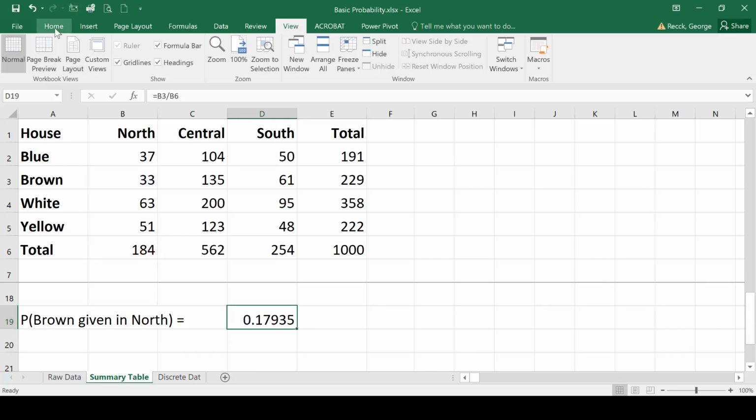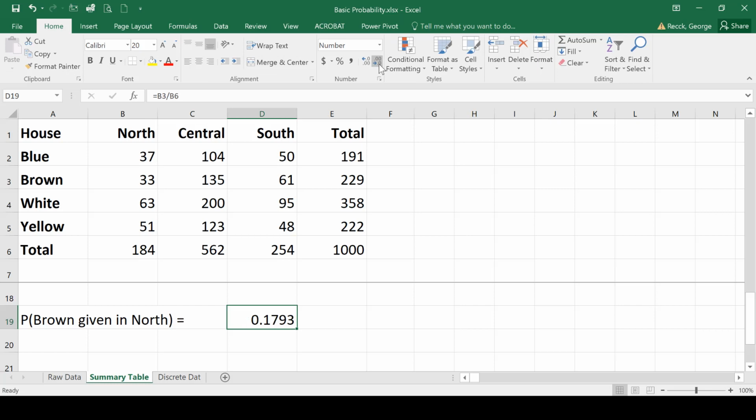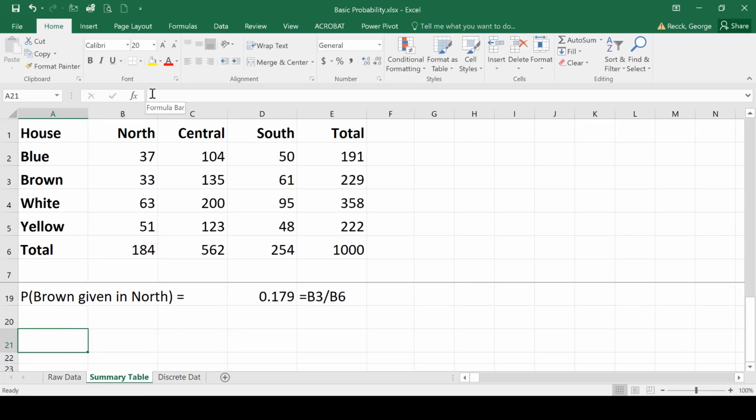And perhaps I can narrow those decimals so that we're consistently having 3 decimal places. And I'll do my usual formula display to the right. And so the probability that a house is brown, given that it's already in the north region, is almost 18%.